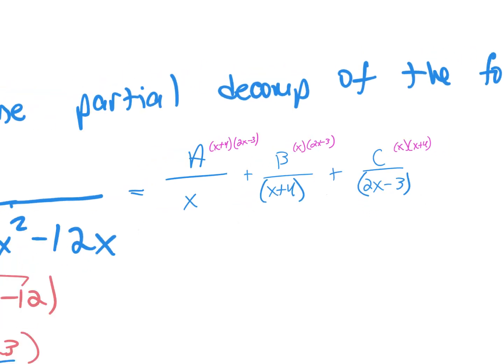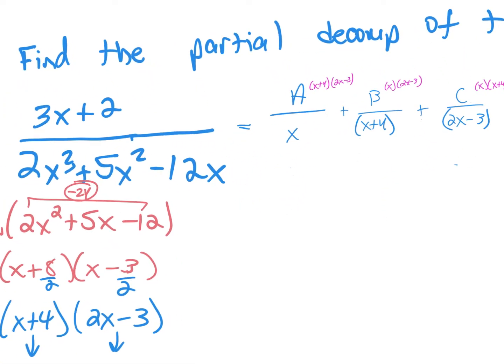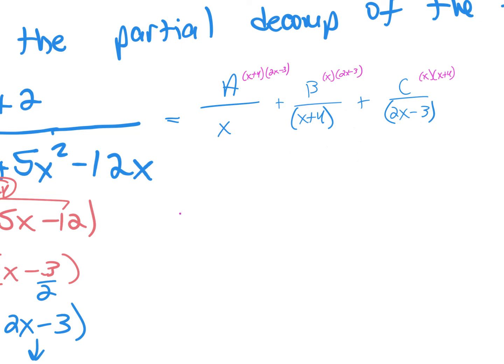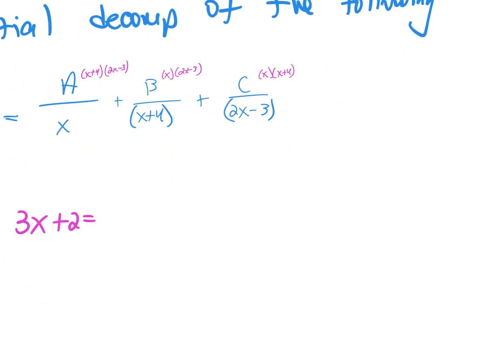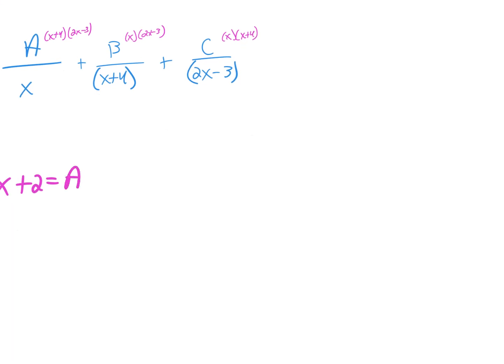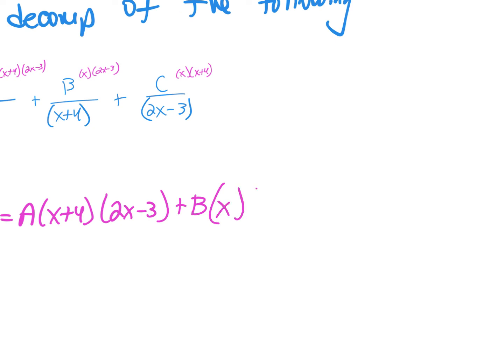All right, so let's write our equation out, and then we're going to go through the process of solving. It's a long one, I know that, but you guys got this, no problem. So 3x plus 2 equals A times x plus 4, 2x minus 3, plus B times x times 2x minus 3, plus C times x and x plus 4, right?